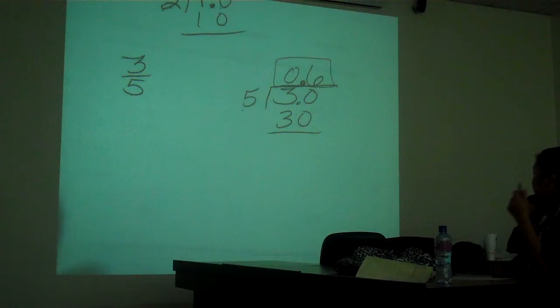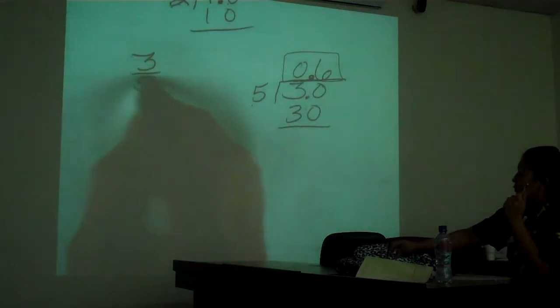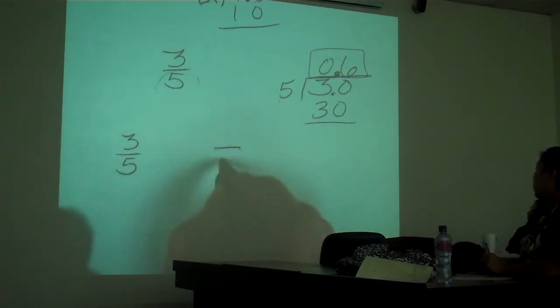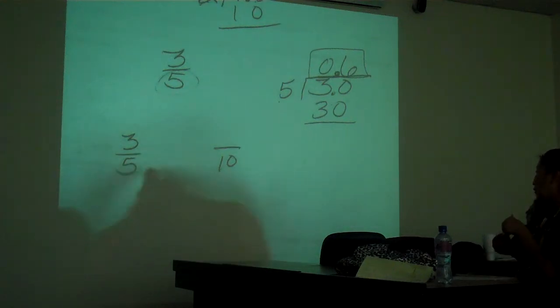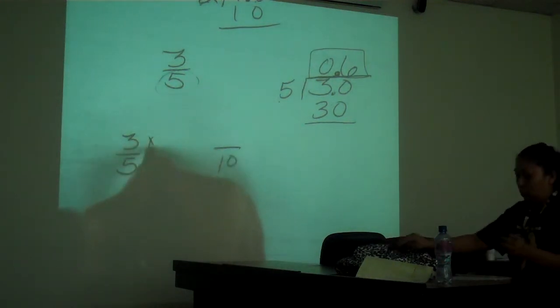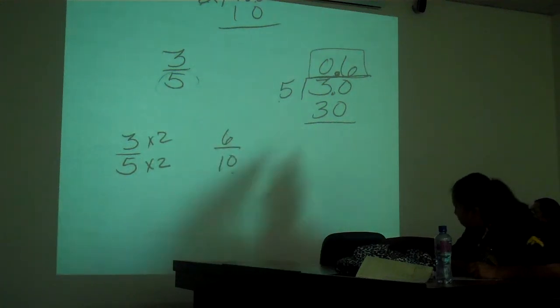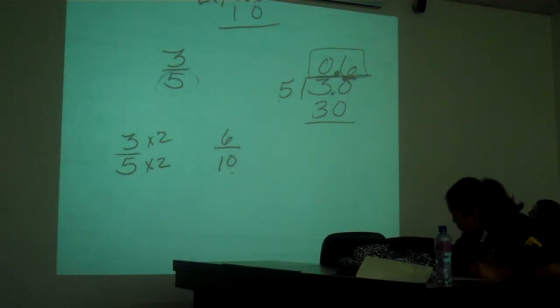Another way of doing it is to make the denominator into multiples of 10. 3/5, you could make it into tenths, right? By multiplying the bottom by 2, the top times 2, 3 times 2 is 6. 6/10, see the 6 is in your tenths place. So you could do it like that.